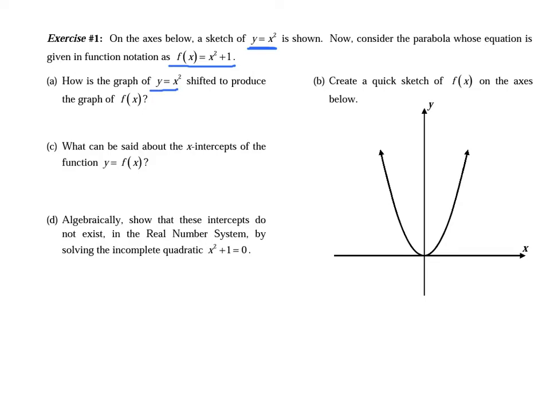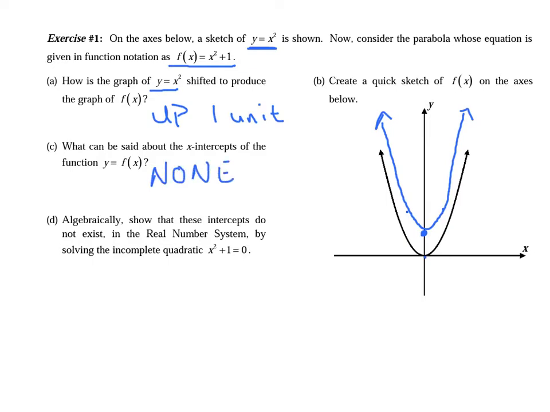I'm going to say that it is a shift upward of 1 unit. All right. So basically what's going to happen is the vertex, which is at 0, 0, is now going to be here at 0, 1. Every other point went up 1 unit all the way across the board. And we now have a new parabola that looks similar to this. All right. So what can be said about the x-intercepts? Well, there are none. There is never a moment where that parabola crosses the x-axis.